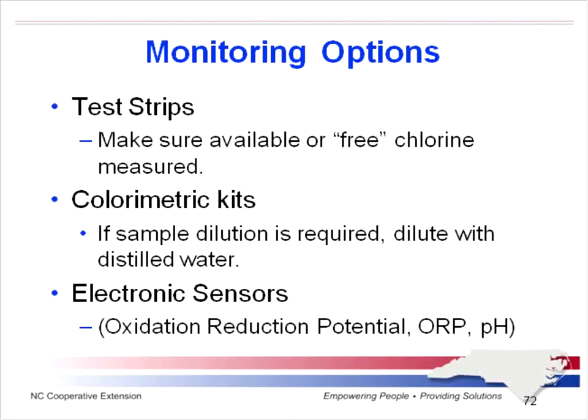The oxidation reduction potential that we mentioned earlier, ORP. pH can be checked electronically or with a test strip.